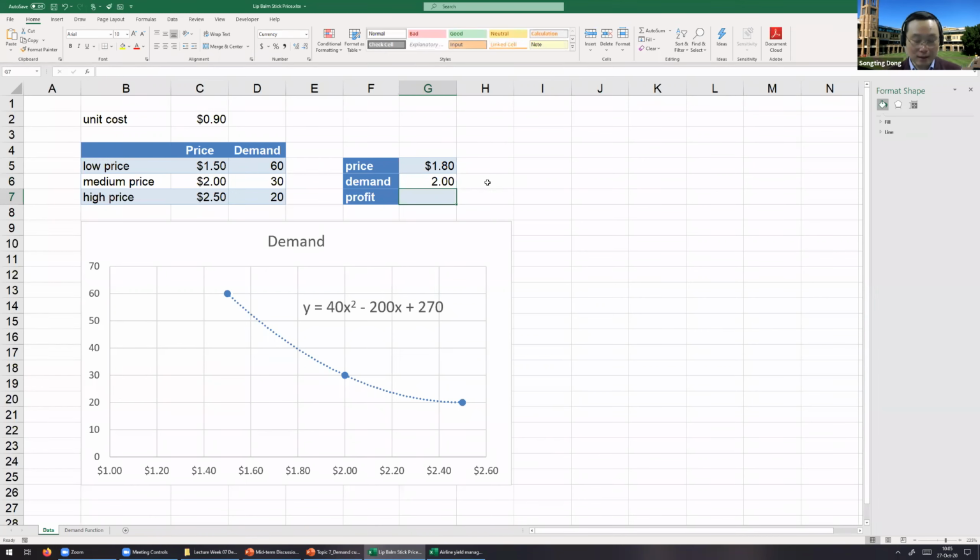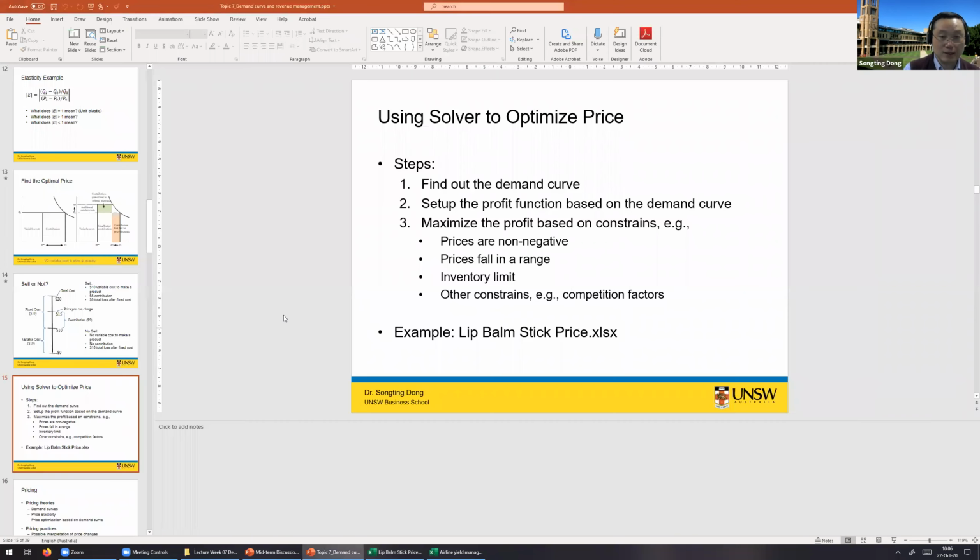And the profit you can make is the price you charge minus the cost. That is the unit profit you make, times the demand. So that's the profit you're going to make here. The next job is to optimize: find a price that maximizes our profit. Let's take a look.